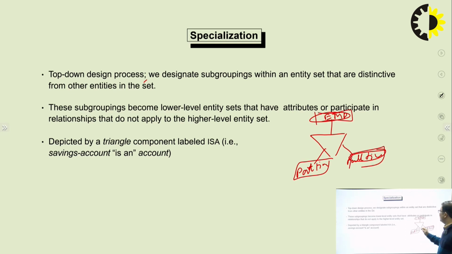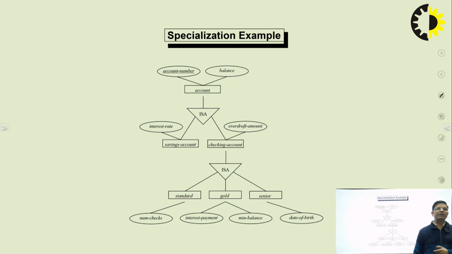So these are the entity. Entity can be broken into two, full-time and part-time. So this is specialization. For example, this is the diagram of specialization. This is the case of specialization where there is an account, with account number and balance. The account is a saving account or a checking account. A checking account can be a standard, gold, or senior account. So in this way, we can identify the entity can be further broken into sub entities.